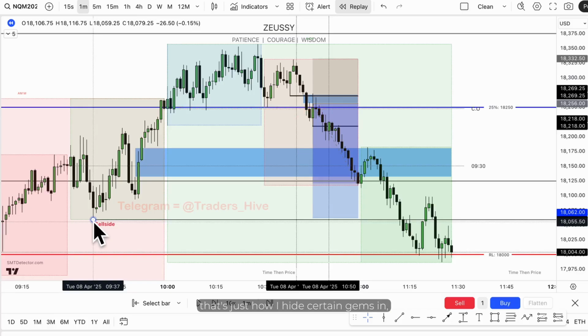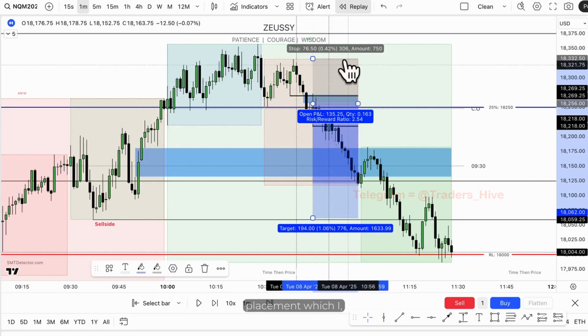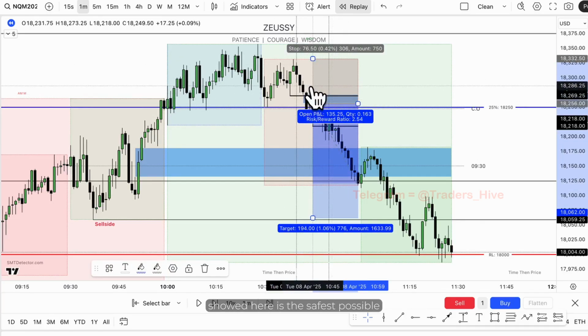That's just how I hide certain gems in plain sight, because I'm not teaching for the easy. I'm not teaching the person that is like, oh, show me how to do it and I'll do it next day, right? That's not how it works. You need to investigate the fine details, because by investigating the fine details, you're able to see what is hidden in plain sight. But what I would like you to understand is that the stop loss placement which I showed here is the safest possible option. So for newer students, this is the stop loss placement which is likely going to be the most comfortable at first.